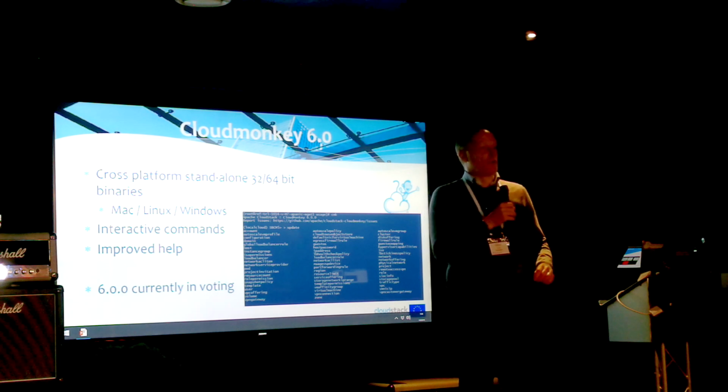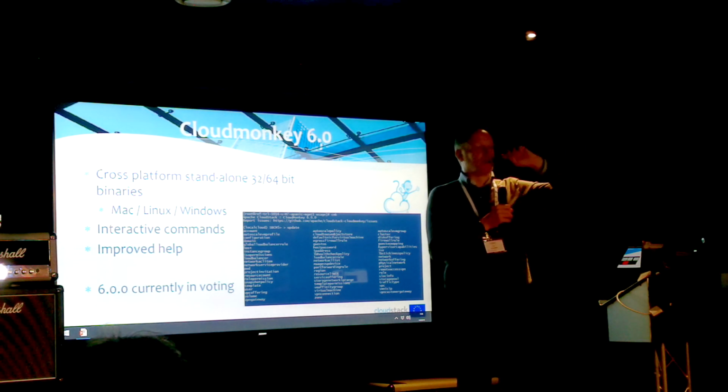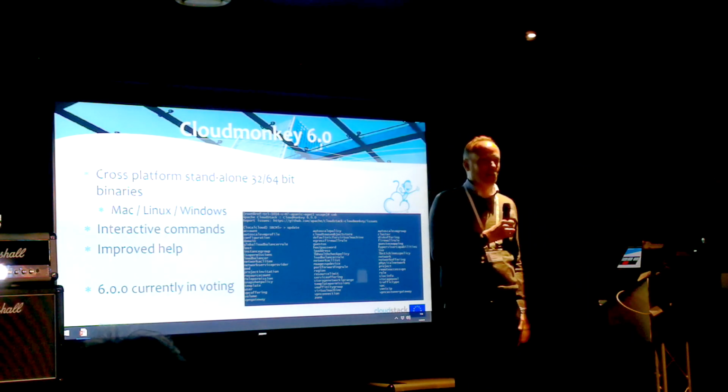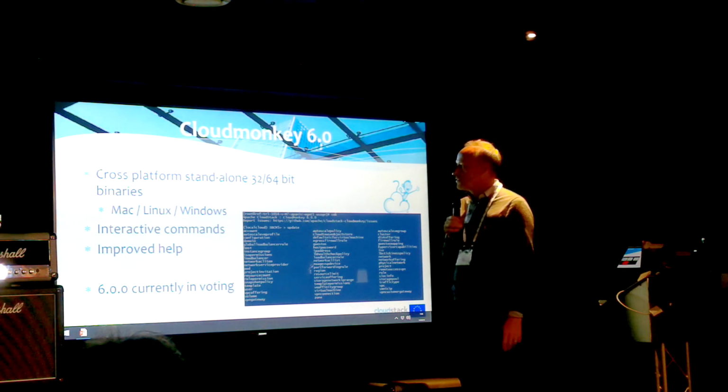Quick show of hands. Who uses CloudMonkey? Okay. I like to ask because pretty much if you run CloudStack, you use CloudMonkey. It's the CLI tool that ships independently of CloudStack.